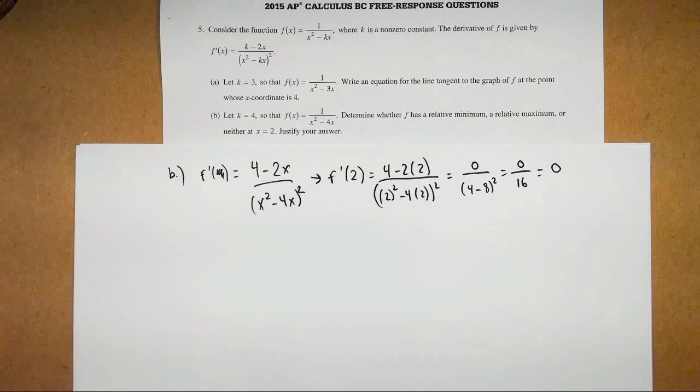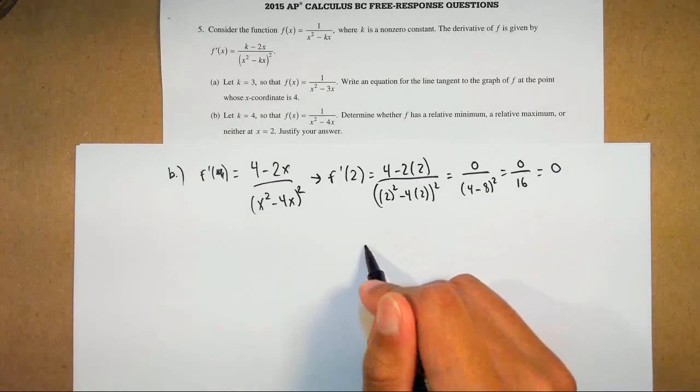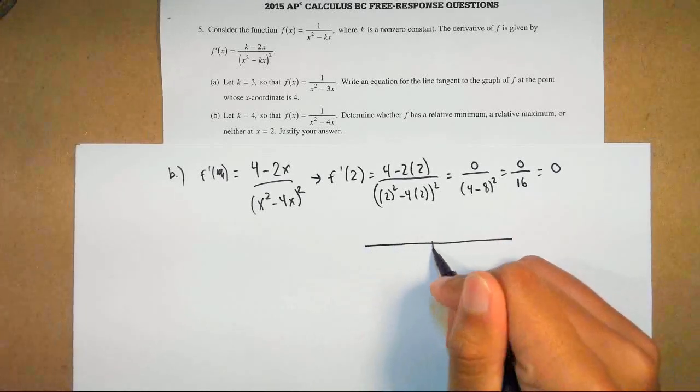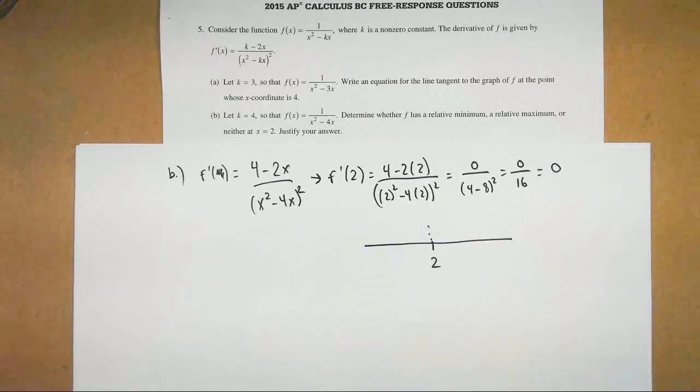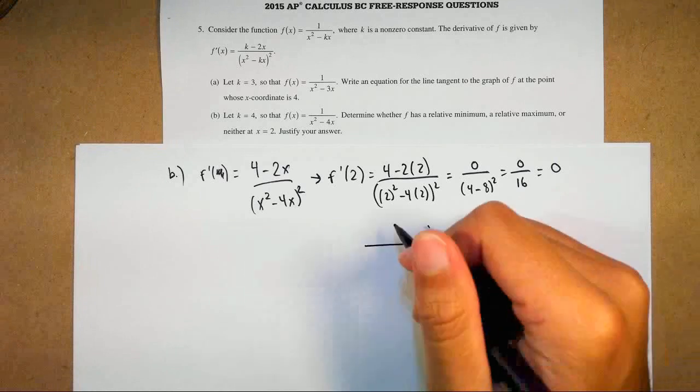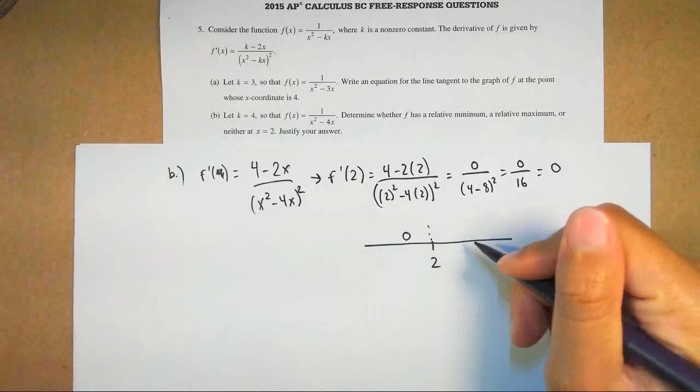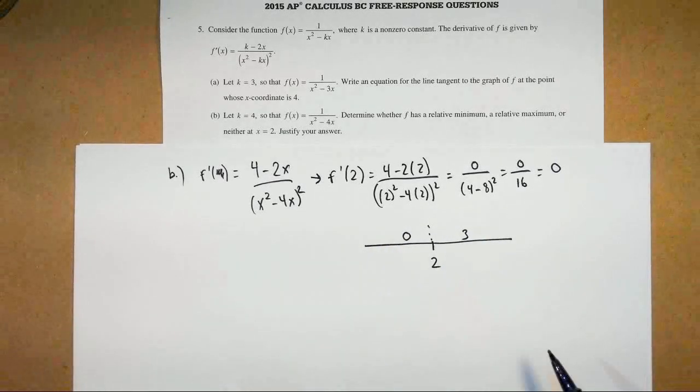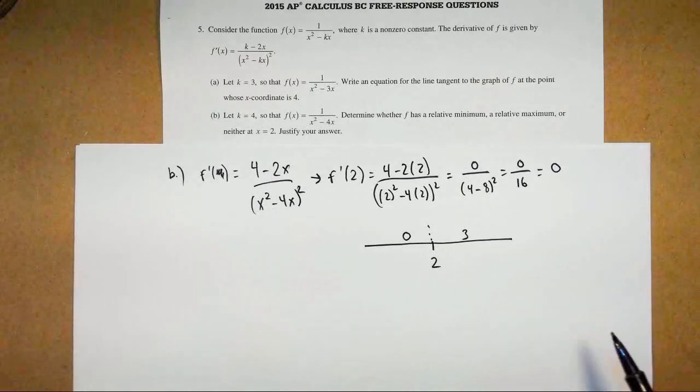So what type of critical number is it? Is it a min? Is it a max? We don't know. But what we do know is this. Since 2 is a critical number, I can put down my number line. And then from there, you pick numbers left and right. You can pick 0 and then you can pick 3. And you're trying to test these in the first derivative to determine if it's increasing or decreasing left and right of it.